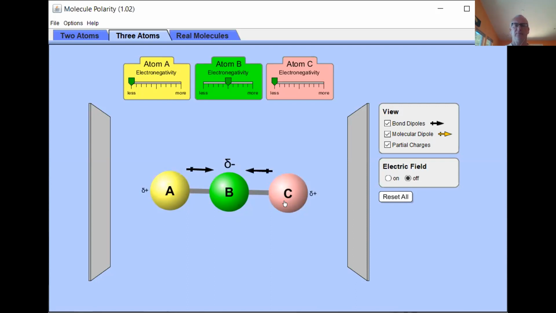Everything's the same. A is the same electronegativity, B is the same electronegativity, C is the same electronegativity, and they have the same partial charges that they did before. But now it's a nonpolar molecule. A nonpolar molecule is defined as one that has no molecular dipole, and this has no molecular dipole. How did that happen?